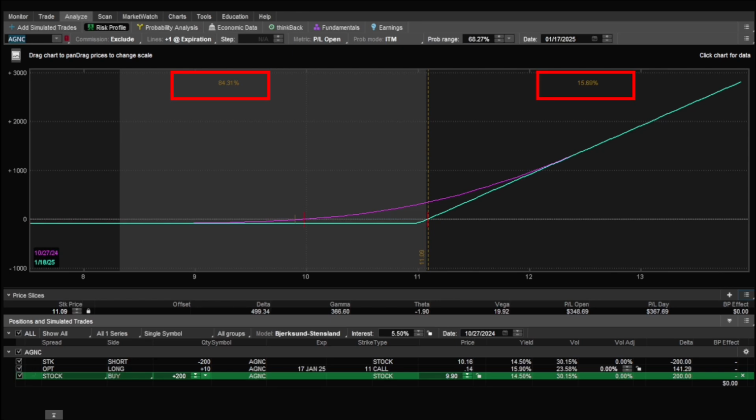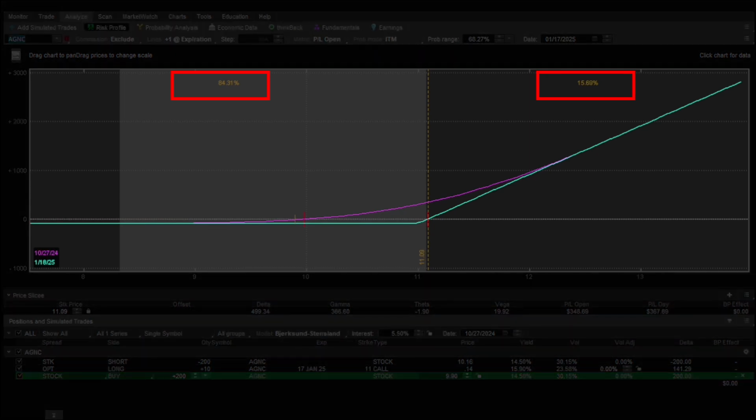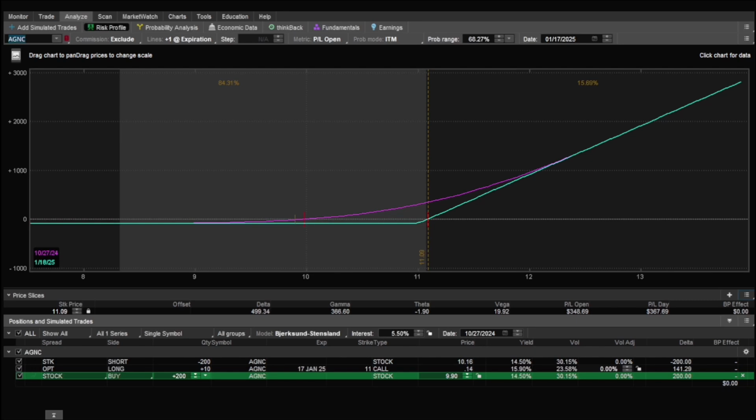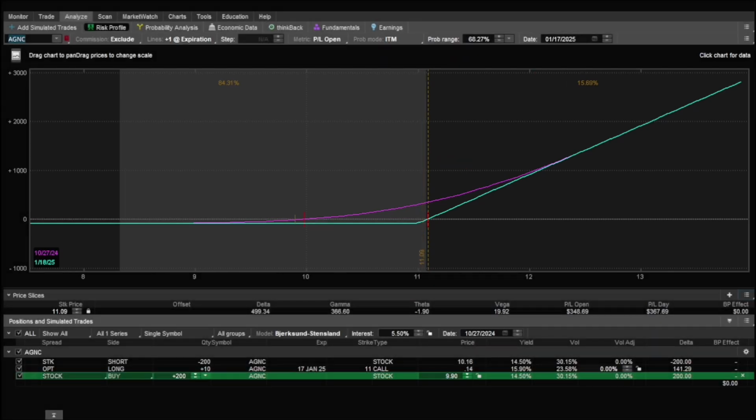Now notice that has adjusted the percentages on the graph along with these light shaded and dark shaded areas. These are percentages calculated from a 1 standard deviation probability. What that means is, based on how this stock has been moving and behaving, it's showing there's about an 84% chance it'll stay below my break-even point and about a 15 to 16% chance it'll be at or above it by the expiration date.